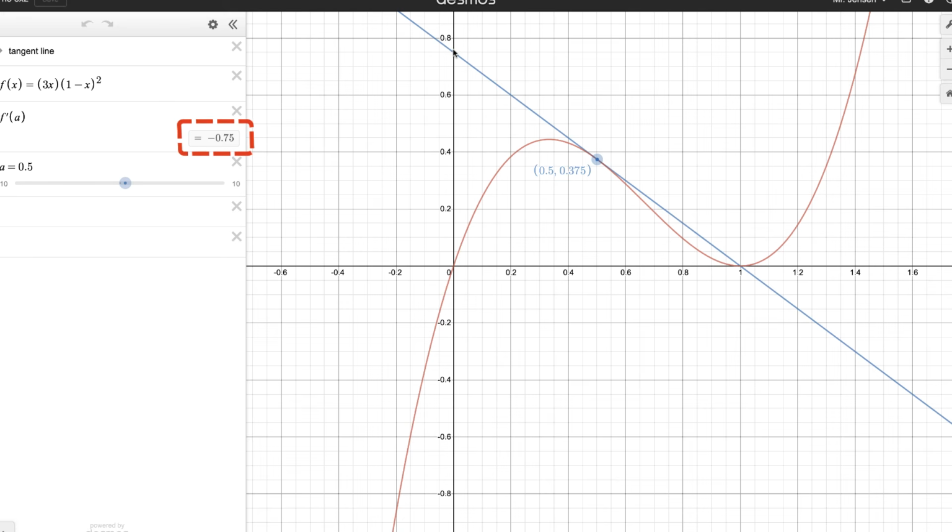And we can get the y-intercept, which is apparently 3/4. We can get that if we plug in a point on the tangent line and the slope and solve for the y-intercept b. And how do we get a point on the tangent line? Well, we know the tangent line touches the original function at the point where x is 0.5. So we plug 0.5 into the original function, and apparently we'll get 0.375. So let's go ahead and do all of this.